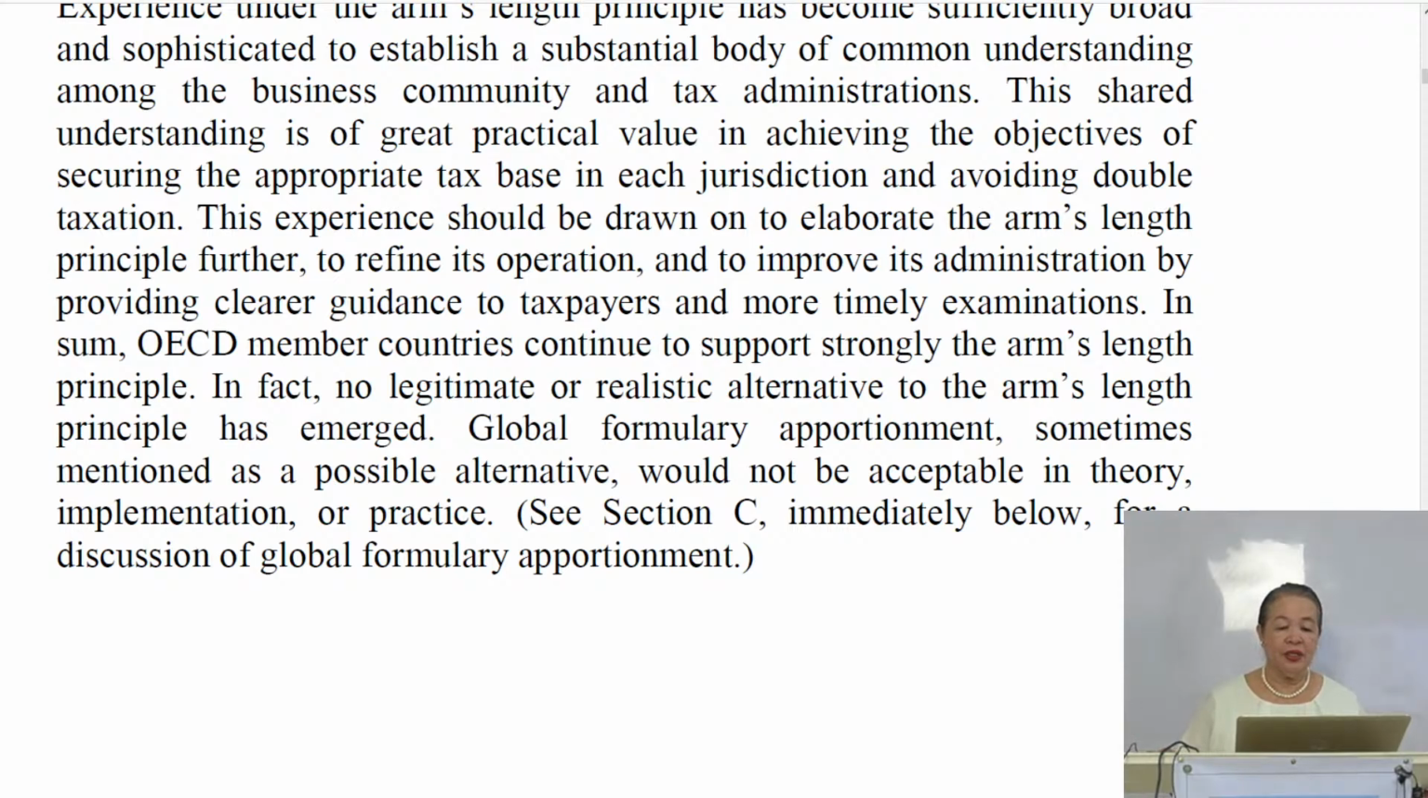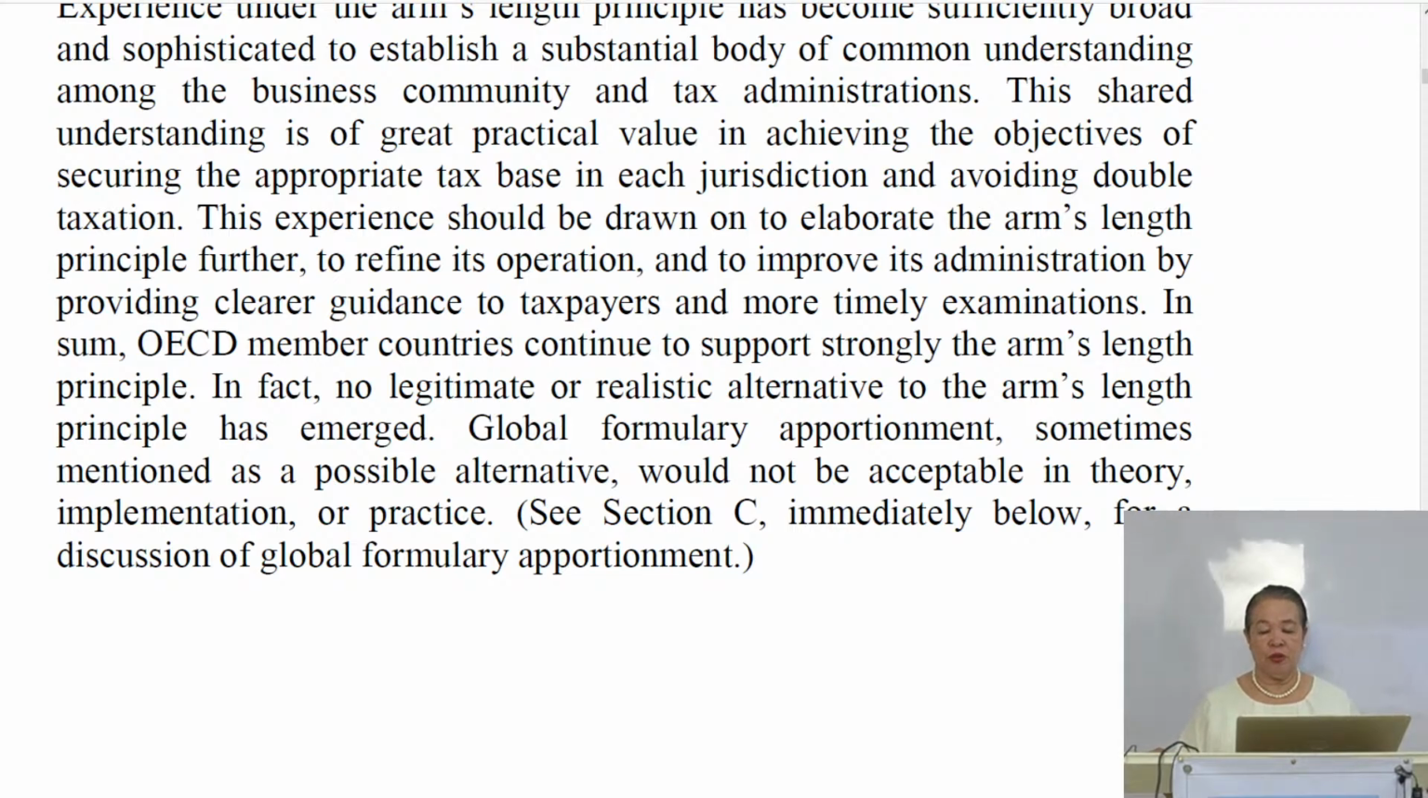In fact, no legitimate or realistic alternative to the arm's length principle has emerged. Wala eh. There are people who are against arm's length principle, but they cannot also give or recommend a good way to tax these related parties. Global formulary apportionment, sometimes mentioned as possible alternative, would not be acceptable in theory, implementation, or practice. Because may hardship nga.